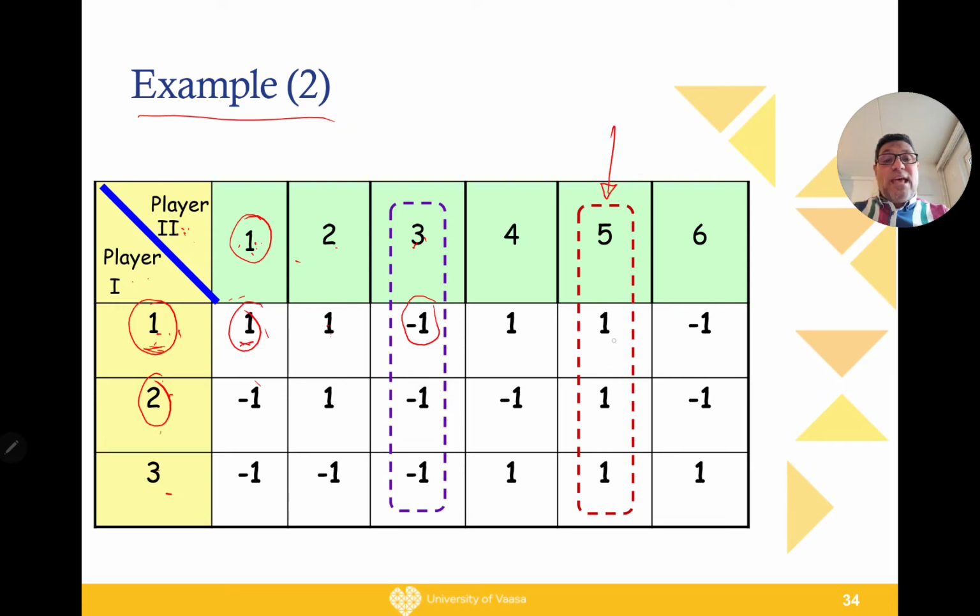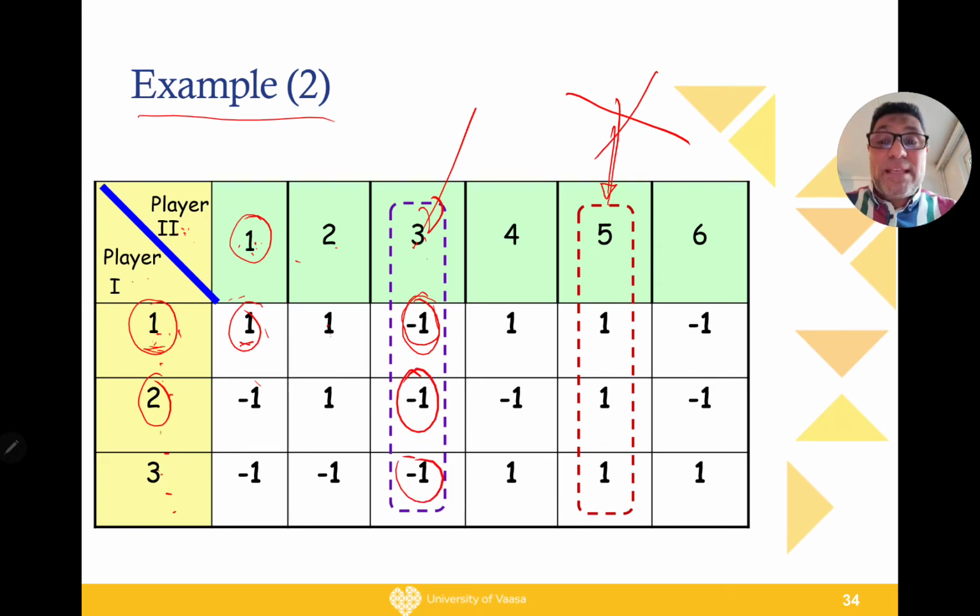Okay, and so on. You can see here, based on this matrix, that if player 2 plays strategy 5, then whatever player 1 plays, player 1 will always win. So what does that mean? It means that if player 2 is mature and intelligent, of course, they will never play strategy 5. And if player 2 plays strategy 3, it means that whatever player 1 plays, player 2 will always win. So what does that mean? It means that player 2 will always play strategy 3.